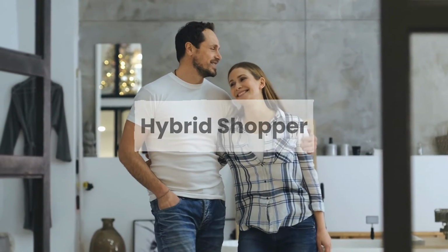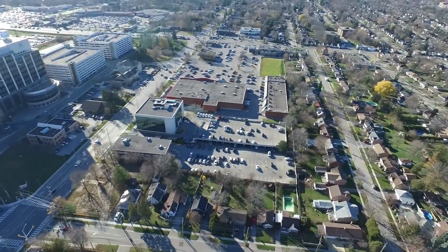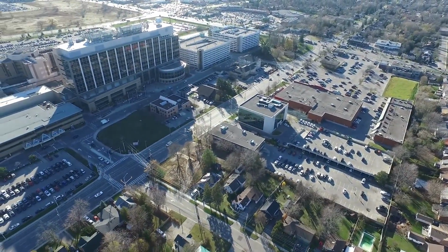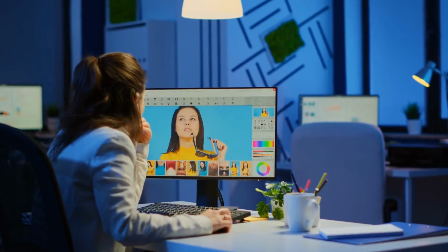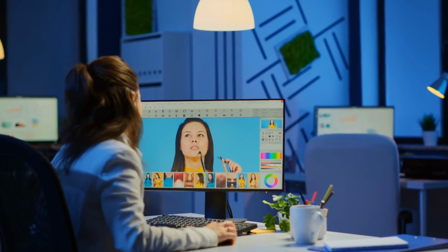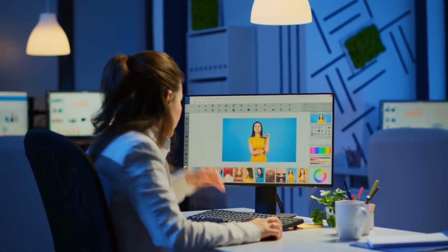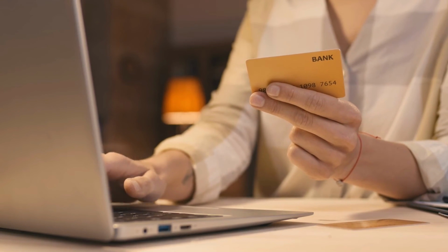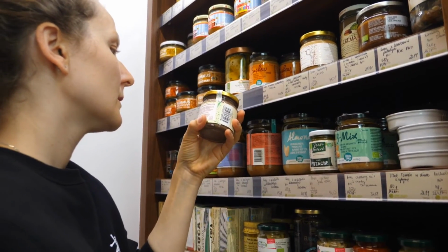Hybrid shoppers, the versatile consumers. Elena and Chris represent the hybrid shoppers. Living in a vibrant neighborhood that's a blend of residential and commercial spaces, they enjoy the best of both worlds. Elena is a freelance graphic designer, while Chris works in marketing. They thrive on flexibility and the freedom to choose between shopping online from the comfort of their home or visiting local stores to enjoy the hustle and bustle of their community.